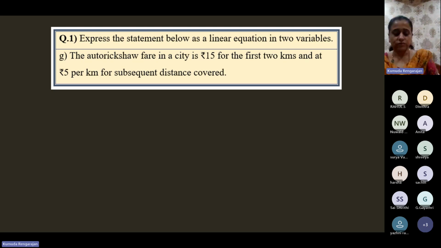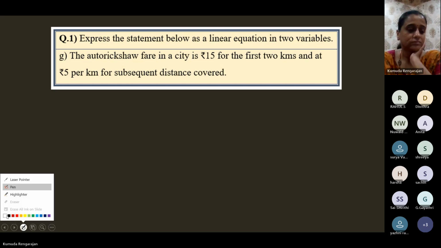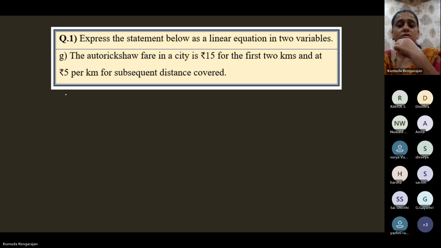The auto rickshaw fare in a city is rupees 15 for the first 2 kilometers and rupees 5 per kilometer for subsequent distance covered. So if you take an auto rickshaw for the first 2 kilometers, the fare is fixed. You'll have to pay 15 rupees. And for the remaining distance you cover, you will have to pay at the rate of 5 rupees per kilometer.